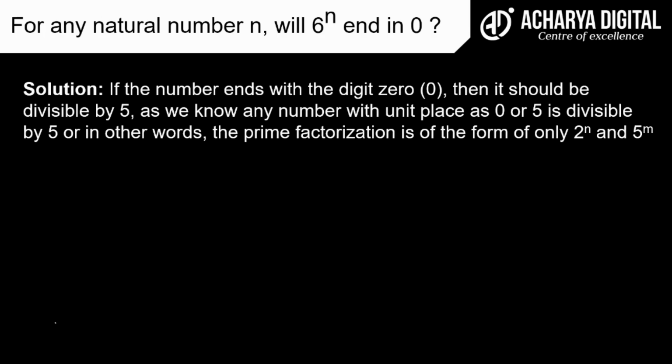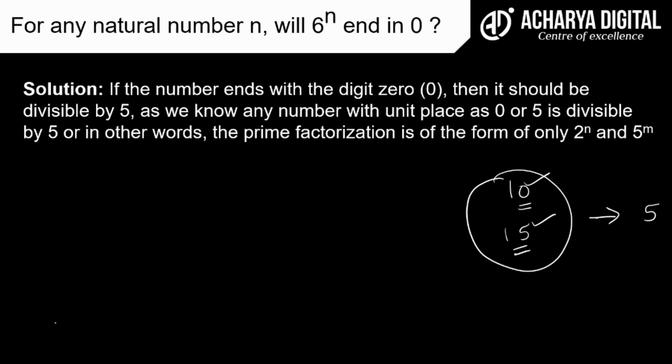Let us see the solution. If the number ends with the digit 0, then it should be divisible by 5. As we know, any number with the unit place at 0 or 5 is divisible by 5. For example, the number 10 ends with 0, or 15 ends with 5. So if 0 or 5 is at the units place, then the given number is definitely divisible by 5.